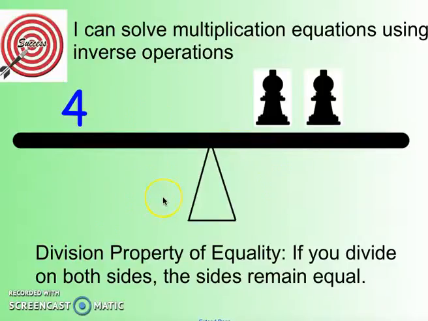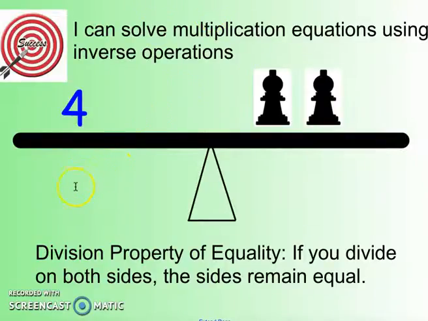Now here is a picture of a balancing scale. On one side we have 4, and on the other side we have also 4, but it's represented in a different way. We have 2 pawns here and they represent a secret number. That secret number is the same for both of those pawns. Your job is to figure out what that secret number is so that both sides of the equation are the same.